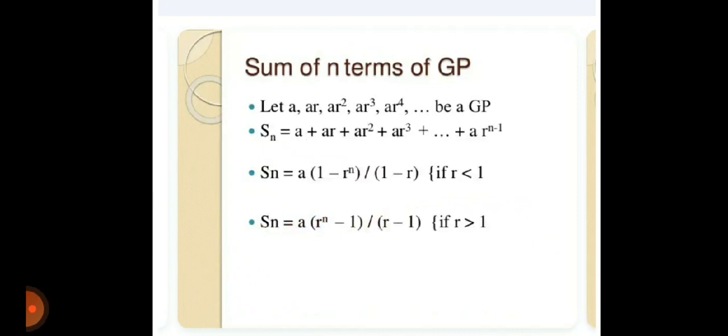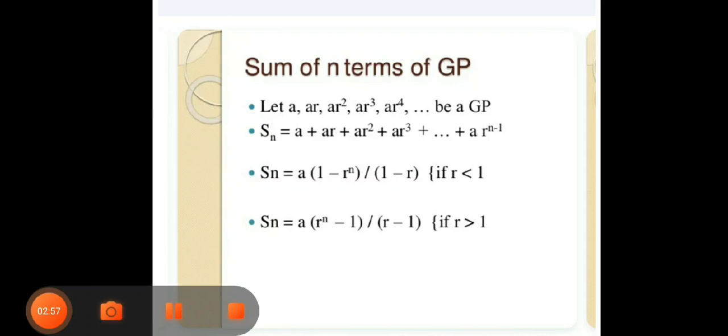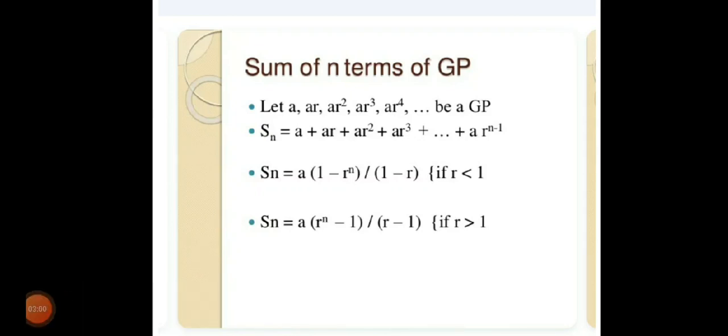Now sum of n terms of a GP. Let A, AR, AR square, AR cube, AR raised to power 4 be a GP, and we want to find the sum. That means A plus AR plus AR square up to nth term, AR raised to power n minus 1. So it depends upon the value of R. If R is less than 1, then Sn equals A into 1 minus R raised to power n upon 1 minus R. And if R is greater than 1, then A into R raised to power n minus 1 upon R minus 1.